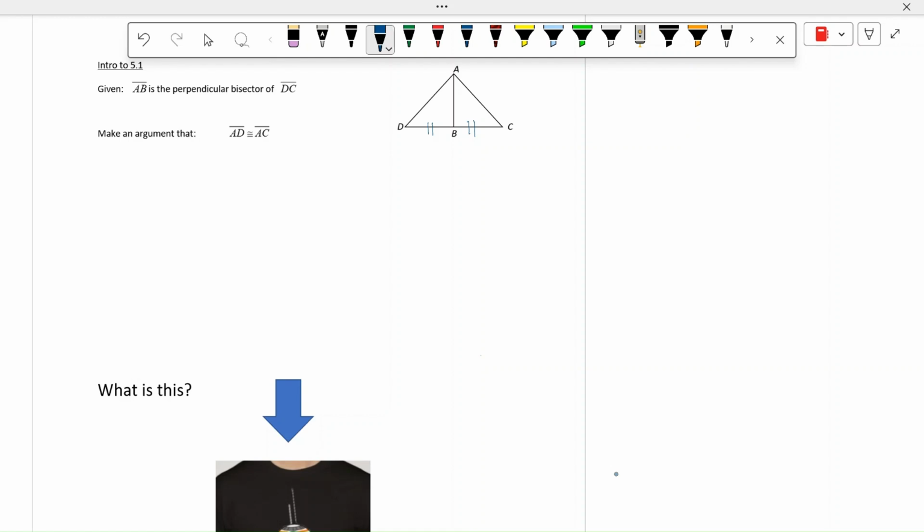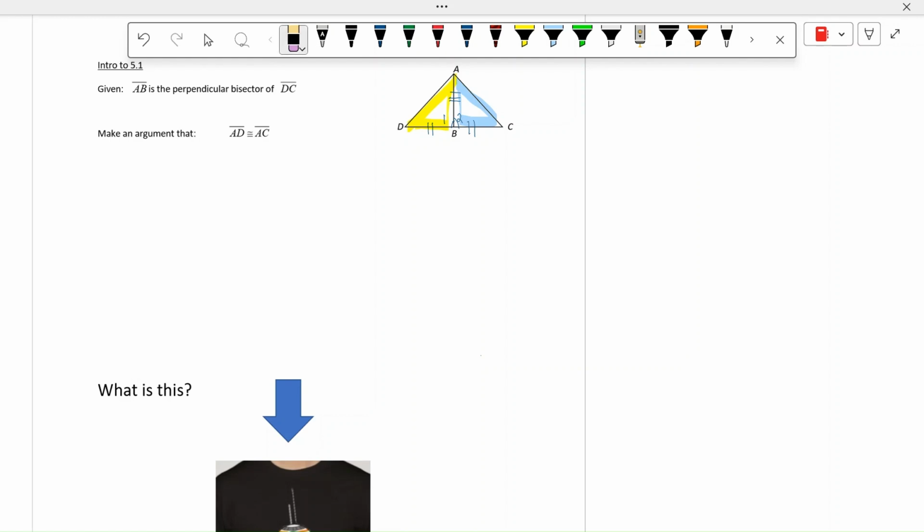The perpendicular part of the perpendicular bisector means that angle 1 and angle 2 are right angles. That means we know they're 90 degrees, therefore they're equal to each other. So those angles are equal to each other and right angles. Segment AB is equal to itself with a nice little reflexive. Therefore, using side angle side, we could say that this yellow triangle is congruent to this blue triangle. The reason that's significant is because of CPCTC, we could conclude that segment AD is congruent to segment AC, and that's what we're trying to prove in this one.